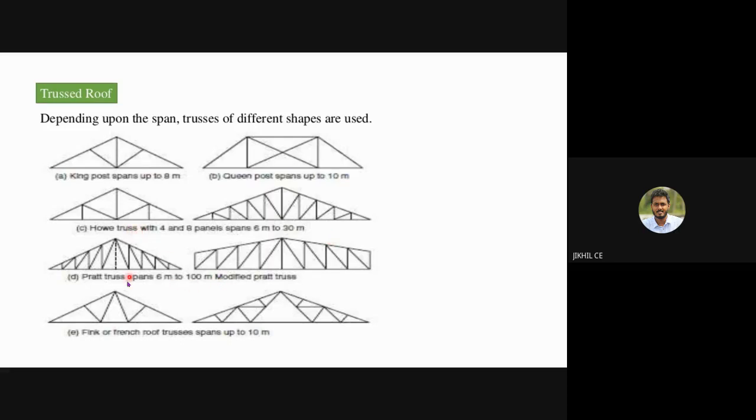Similar to the Howe truss, we have the Pratt truss. Then we have the Fink or French roof trusses. So these are various arrangements of members within a truss. It depends on the designer and the aesthetics to choose which is good. And the connection is also important. That requires some experience to choose the most apt one.